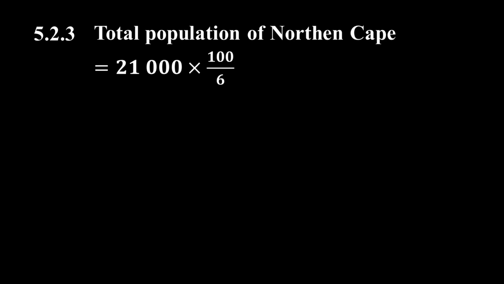Now we can calculate the total number of households in the Northern Cape using the following equation. 21,000 multiplied by 100 divided by 6. This equals 350,000 households.